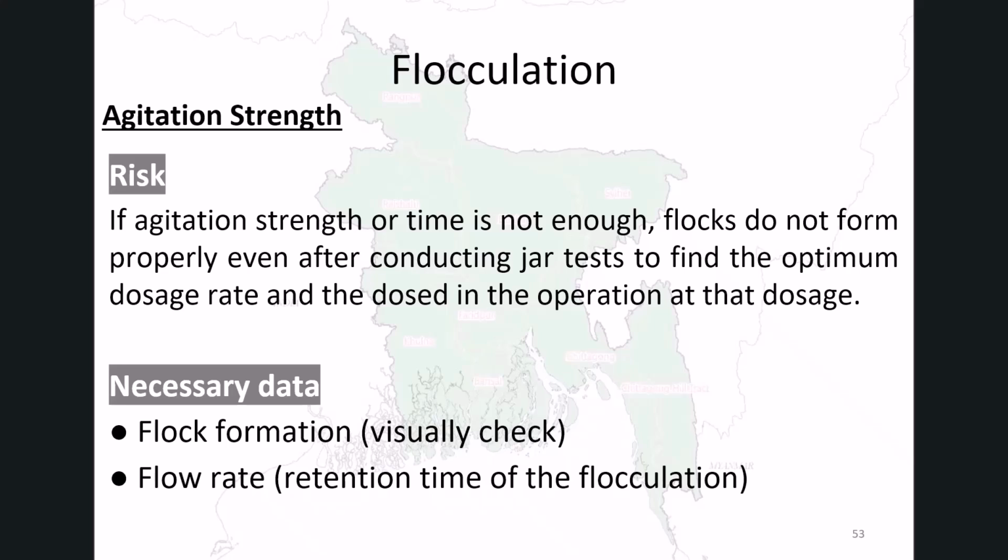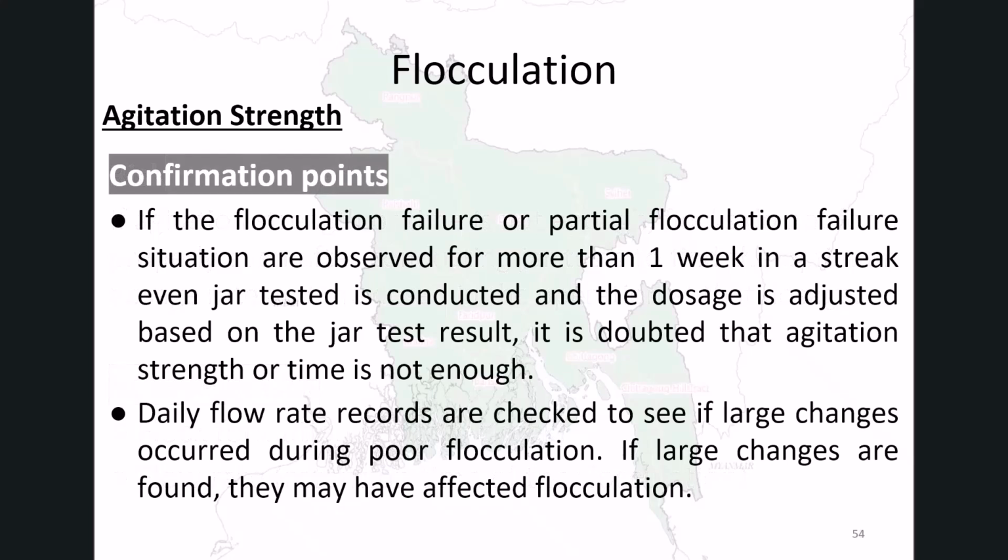First, visually observe the floc formation at the outlet of the flocculation basin. Second, confirm the flow rate, because the flow rate determines how long the water remains in the basin. When flocs are small, fragile, or not forming despite correct dosing, insufficient agitation strength or retention time must be suspected rather than incorrect alum dosage.